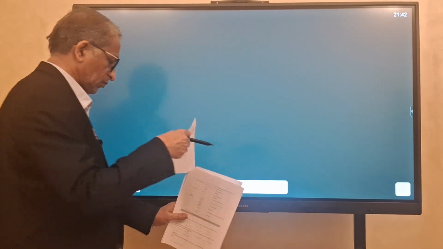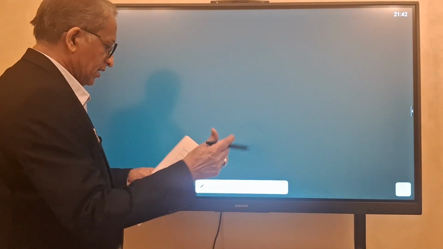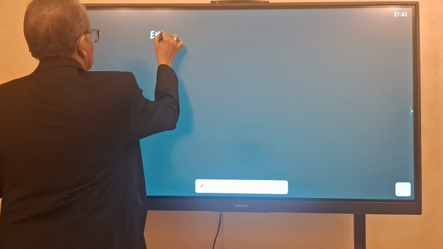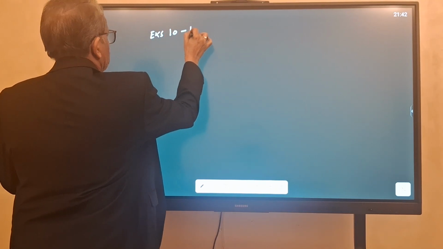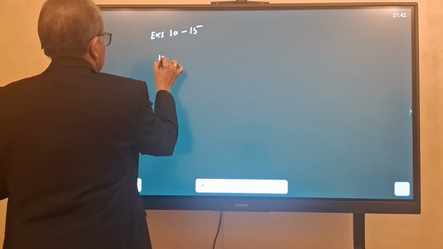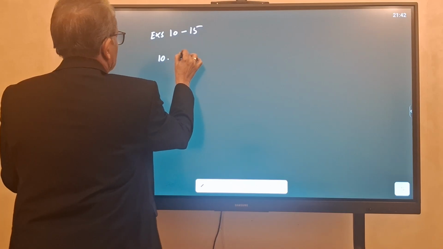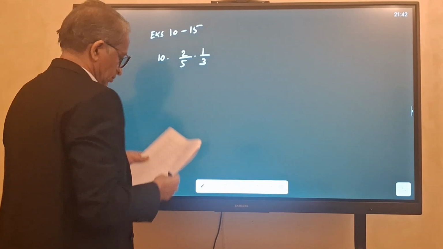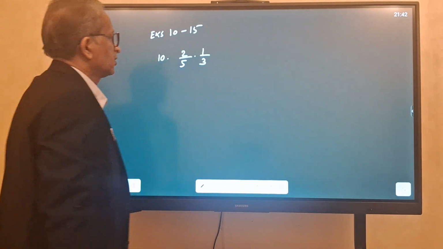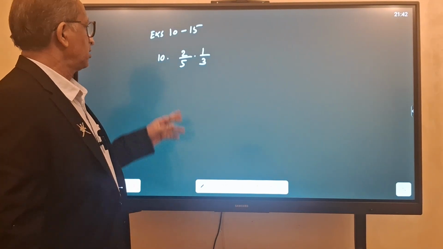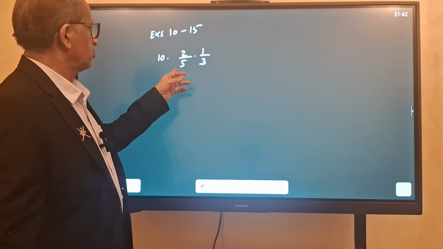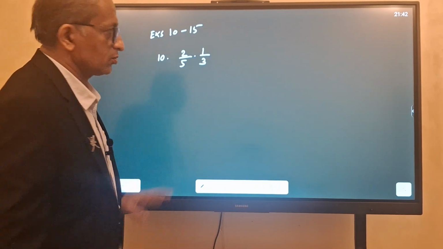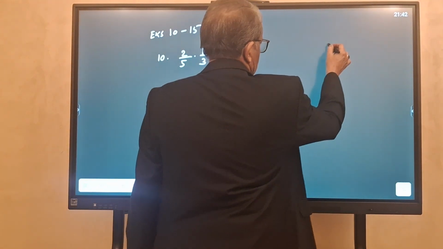Next, we will go to the examples 10 to 15. Let me take example number 10: 2 by 5 dot 1 by 3. What we are doing here is that we are given two fractions, 2 by 5 and 1 by 3, and we multiply these two fractions.